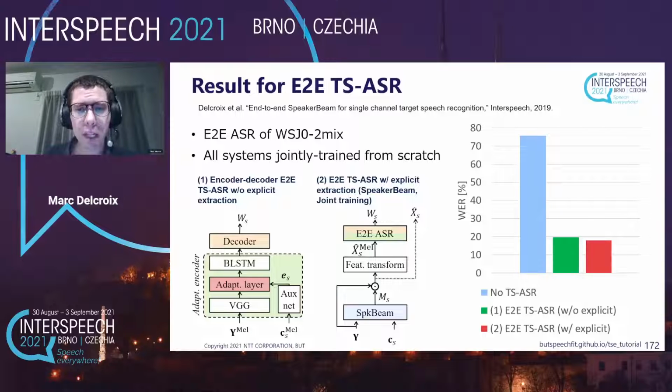We can observe a little bit better performance with the explicit scheme, but it's a bit difficult to compare, and I would say this may not be so significant, because the scheme without explicit extraction is much more compact. It is only an end-to-end ASR with this adaptation layer added, compared to the other scheme, which is a cascade of two relatively larger systems. And still, both systems perform quite comparably. I think it's quite remarkable that even without explicit extraction, we can achieve quite nice performance, and the ASR system can really learn to exploit the embedding to recognize just the target speaker speech.